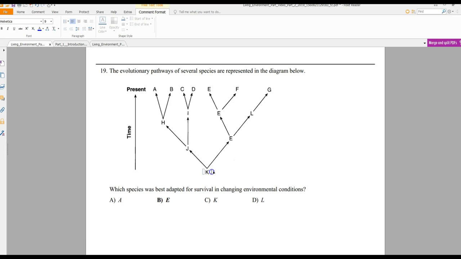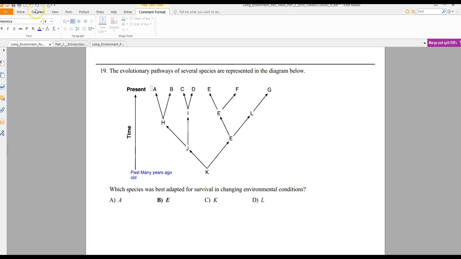This is where it all started. This right here, K, from the past, back here is the past, many years ago. Old. When you move to the top, time passes, and this over here are all the organisms alive today, alive right now, present time. These organisms evolved into different organisms.